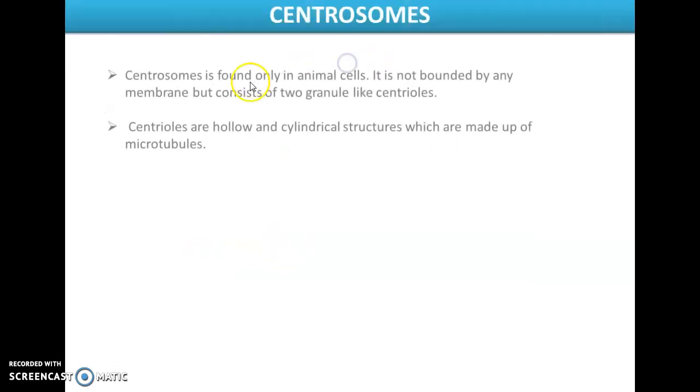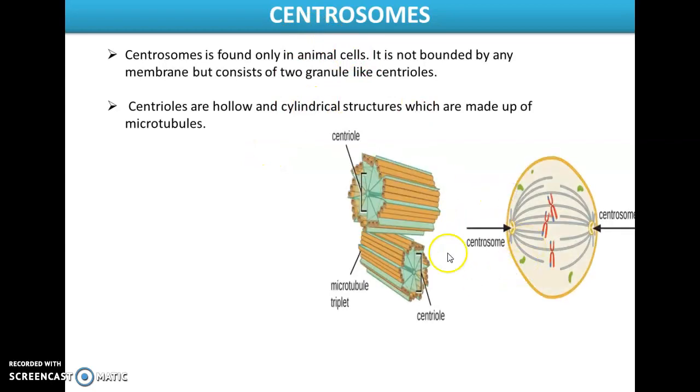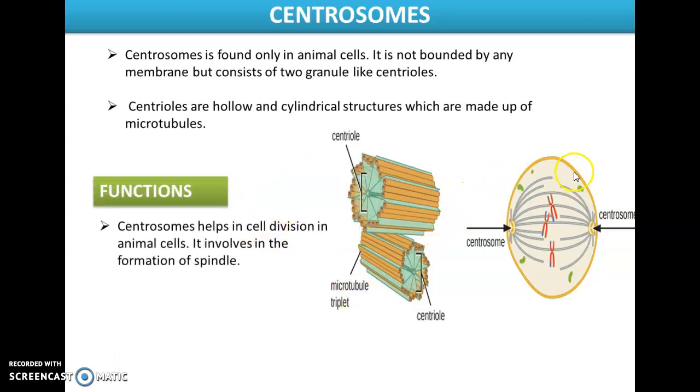Now centrosomes. The centrosome is found only in animal cell, and in case of plant cell, polar caps are present. It is not bounded by any membrane but consists of two granules called centrioles, right? And these centrioles are hollow and cylindrical structures made up of microtubules. So the function of the centrosomes is that they help in cell division in the animal cell.